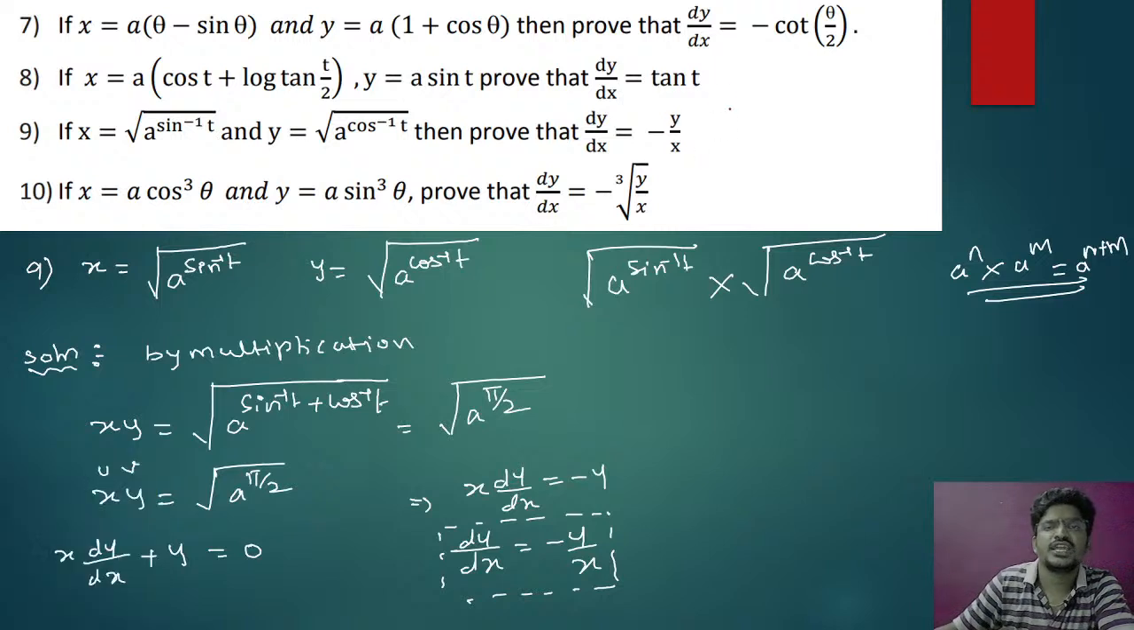So just see the ninth problem. That is dy by dx is equal to minus y by x. Okay, so from that you can simplify it and you can get the answer, no problem. So dy by dx is equal to minus y by x.